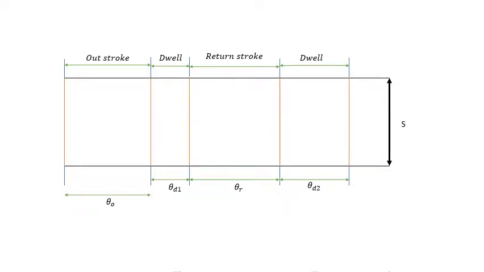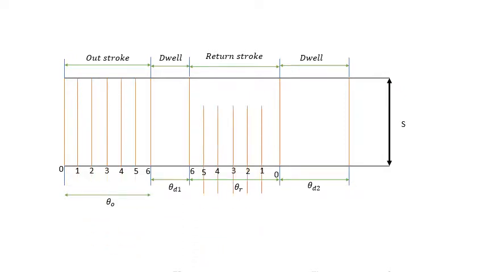dwell. Okay, so the next step is we have to split the outstroke and return stroke into an even, equal number of parts. We are considering here 6 equal parts. Therefore, from each division we have to draw the vertical lines like this for the outstroke and return stroke. So till here the procedure is the same for all types of follower motion.